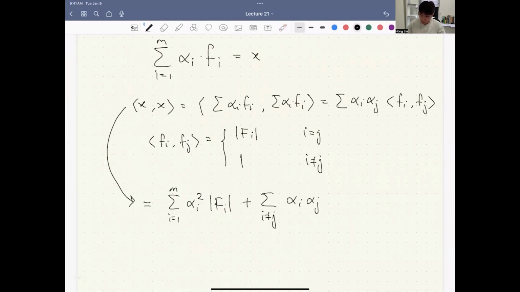So let's do it on the side. What's this guy? Well, this is the sum of squares, we are all familiar. Sum of squares equals to what? Equals to the square of everything plus the cross term of every pair. That's precisely i not equal to j, alpha i alpha j. Okay?